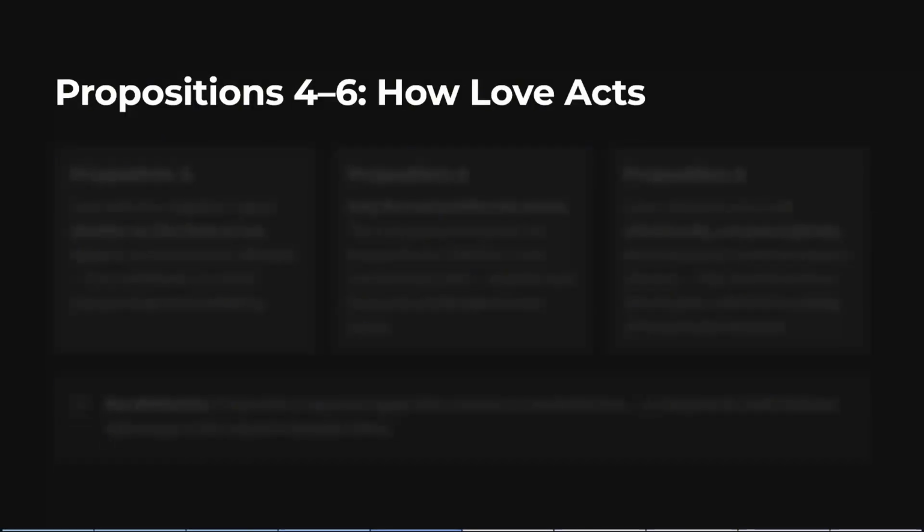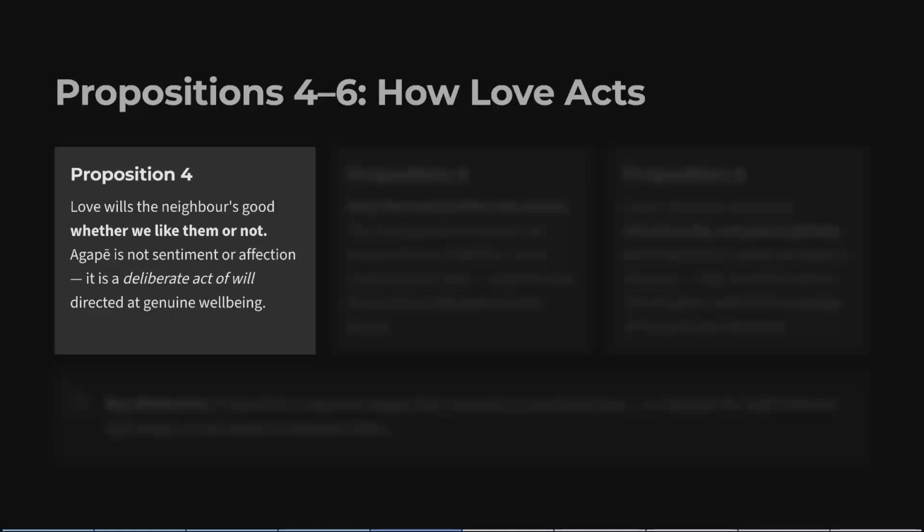The second group of three propositions shifts from defining love to describing how it operates in practice. So previously we were looking at the nature of love, now we're looking at how love acts. Proposition 4: love wills the neighbour's good, whether we like them or not.